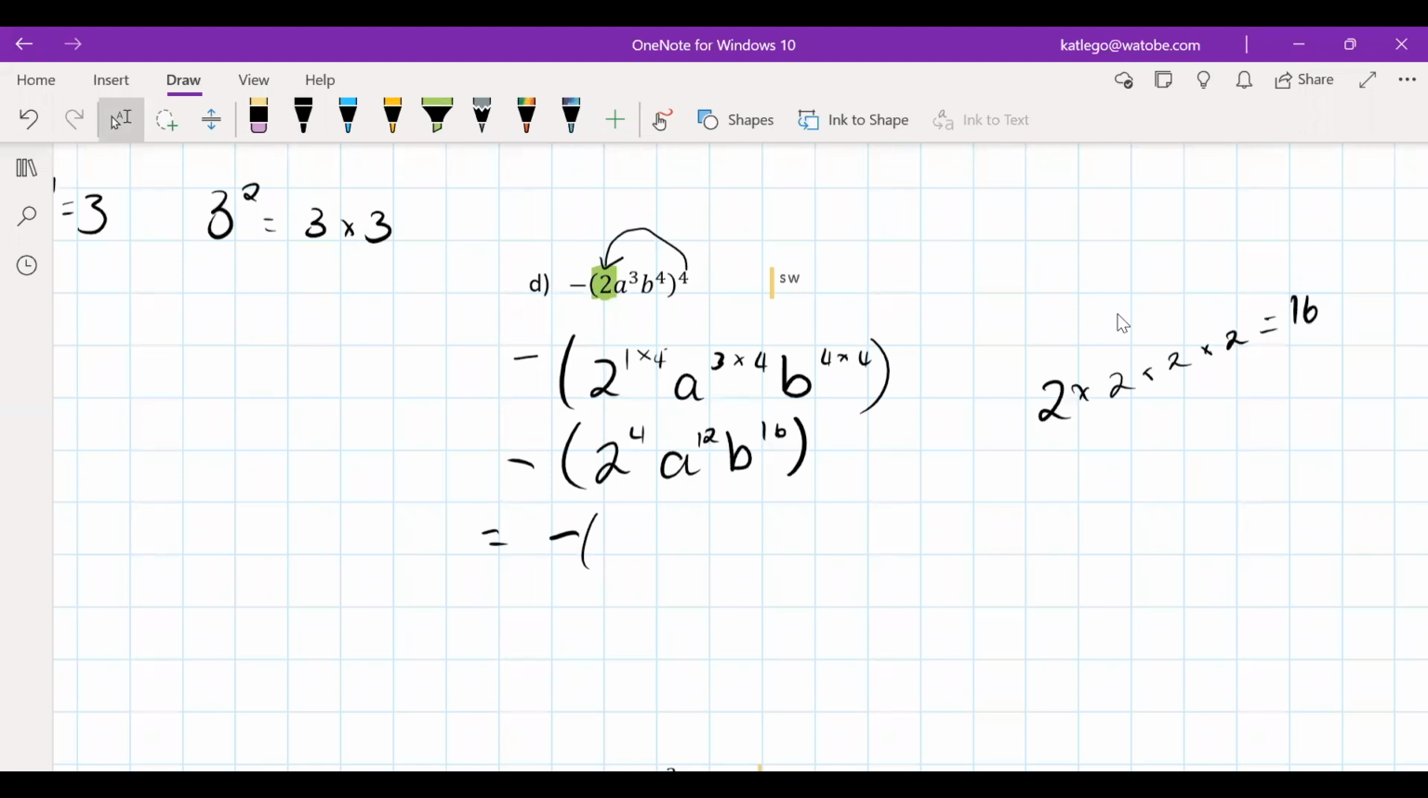Yes, it is 16. So you have 16, A to the 12, B to the 16. Then this 16, negative, that's outside. A negative and a positive will give you? A positive. A negative. No, negative. There we go. So your final answer is negative 16, A to the power of 12 and B to the power of 16. There we go. Superstar Obushe, thank you very much.